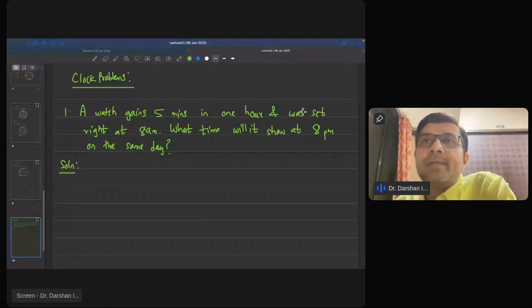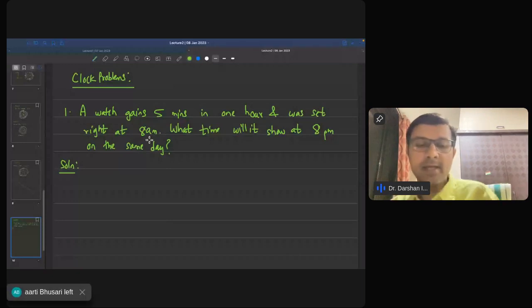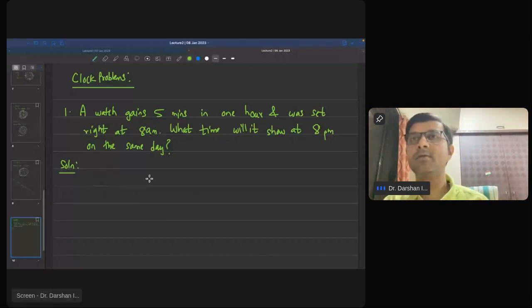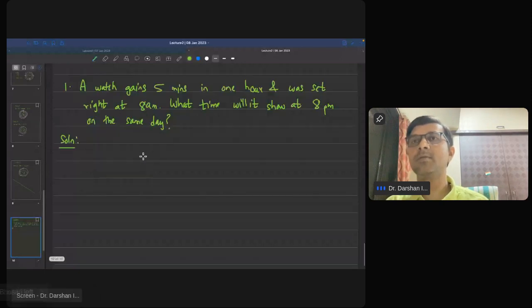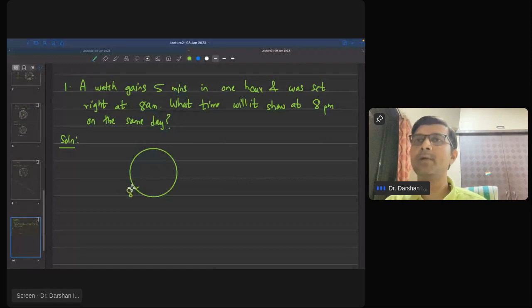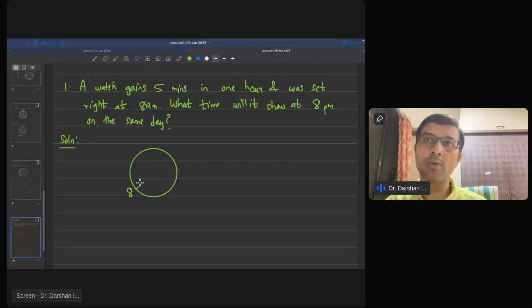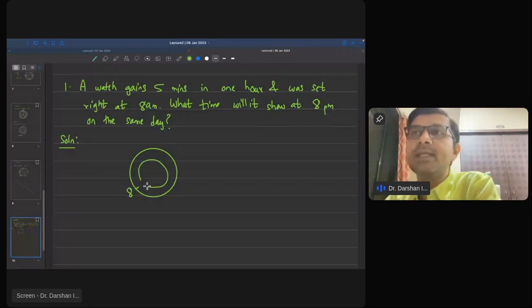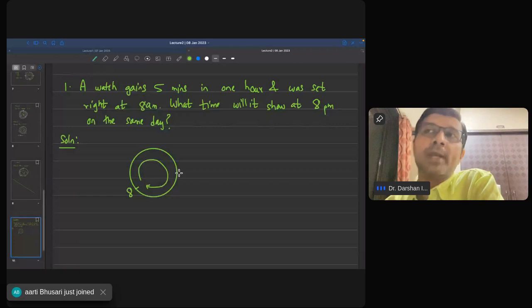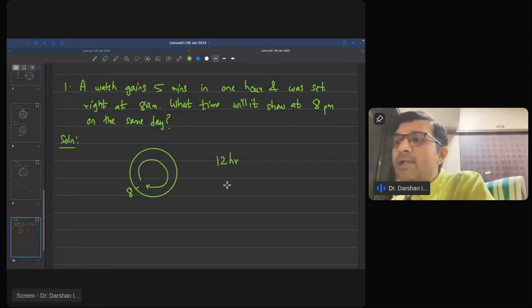What will be the time at 8 p.m.? So if it starts at 8 a.m., then it is going to complete how many hours in case of a normal watch? In case of a normal watch, it has completed 12 hours, right? It has ideally completed 12 hours.